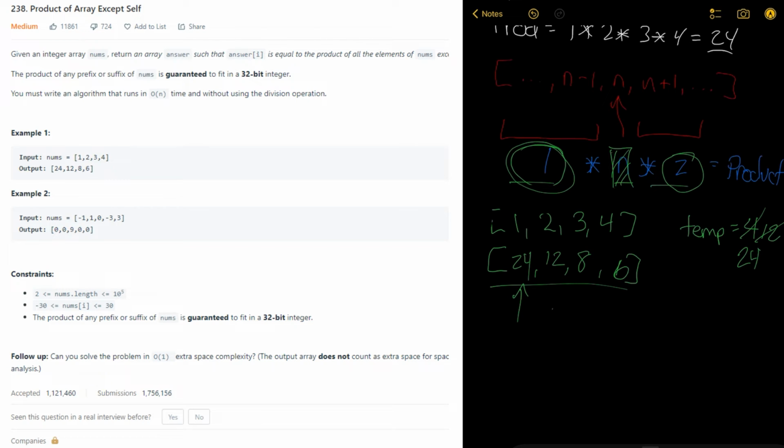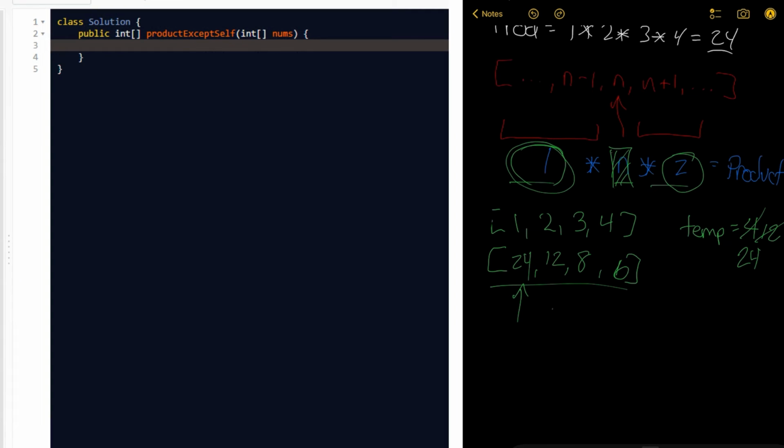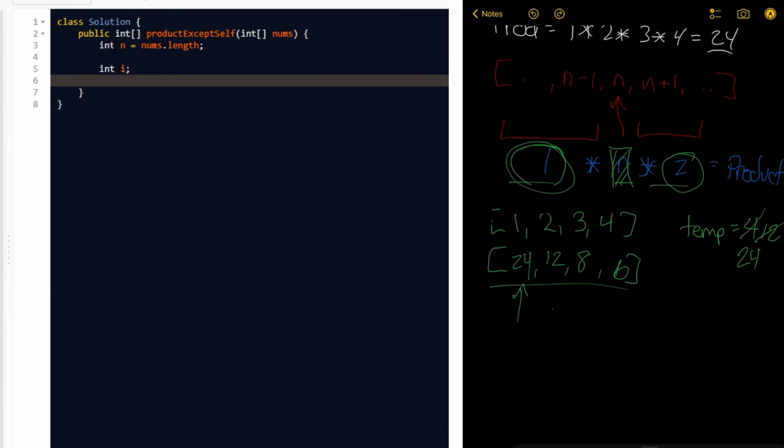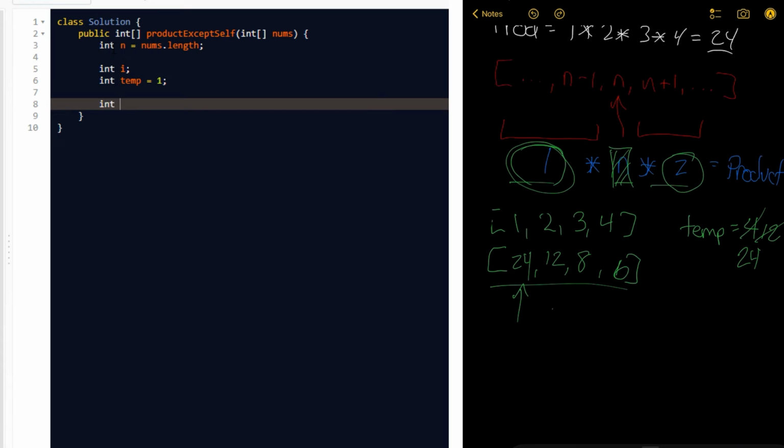So with that, I think we have a pretty good algorithm. Let's go ahead and jump over to the code here. All right, so the first thing that we know we're going to need is a variable to have the length of the array. So let's just go ahead and grab that. And then I'm going to grab some extra values here. I'm also going to grab our temp and I'll just set it to 1 initially. Then I'm going to instantiate our product array. So that's just going to be a new int of size n.